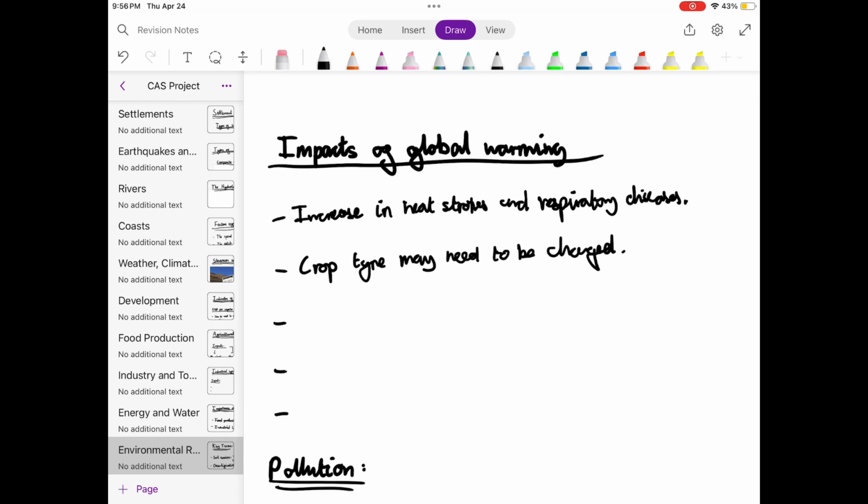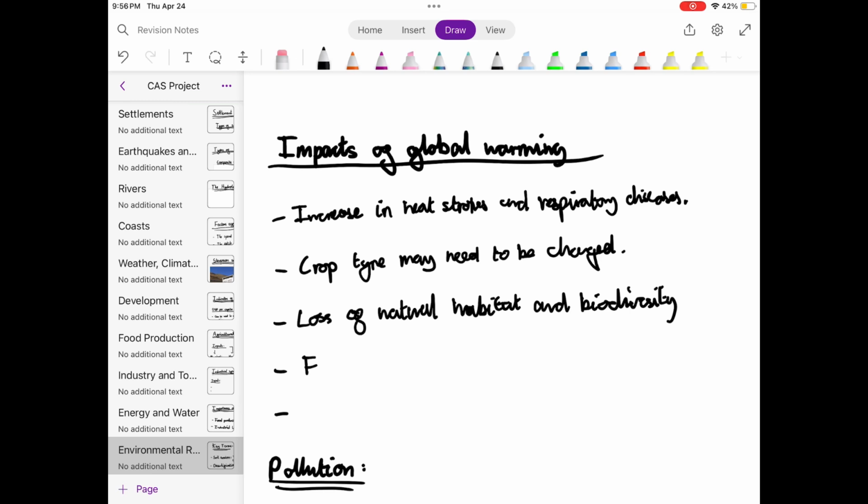The next impact is the loss of natural habitat and biodiversity. And this is because there will be an increase in animal mortality due to what I said above about the heat strokes and respiratory diseases, and therefore this also decreases the biodiversity of the many different ecosystems.